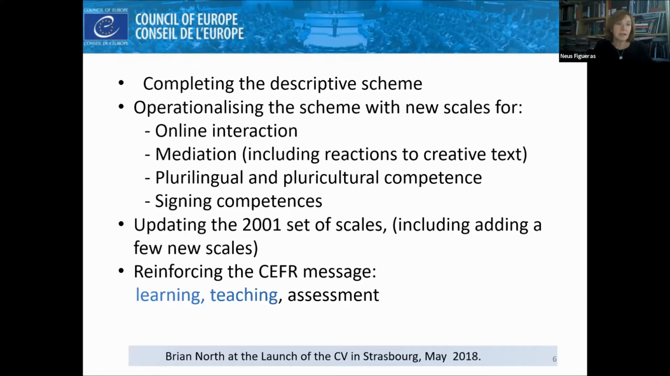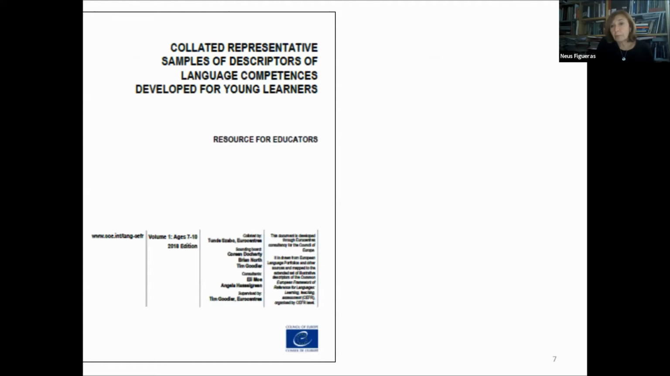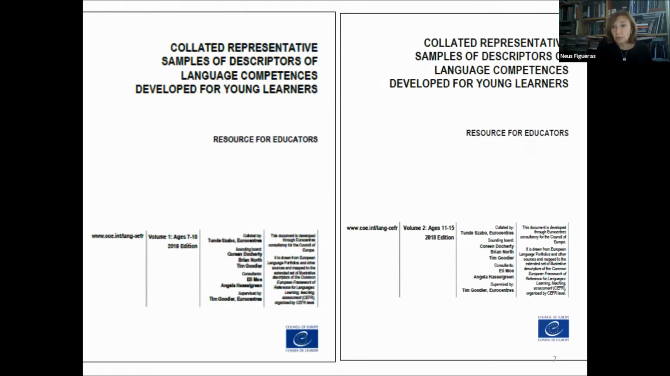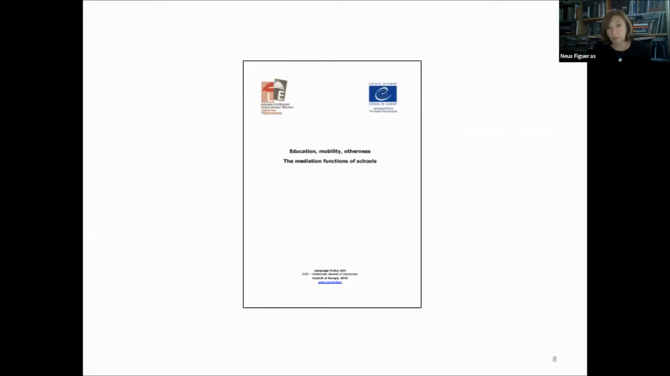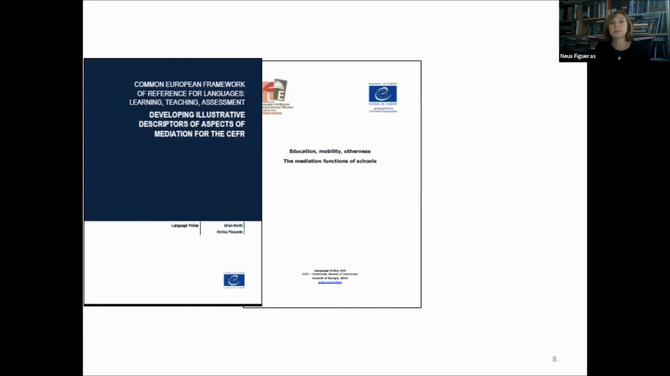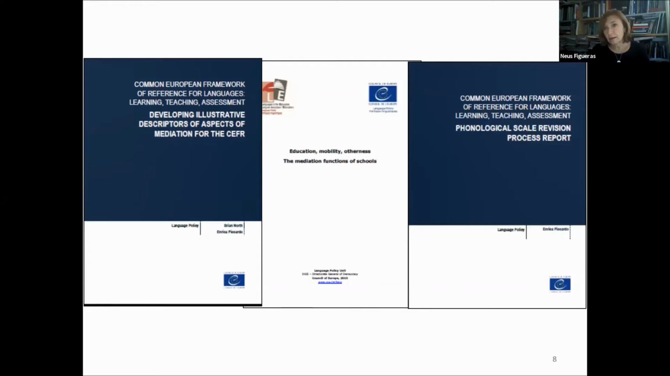So in this context, the companion volume is also in itself part of a wider apparatus, which includes, because these documents I'm going to show you have been published along the companion volume. We have the collated samples of descriptors for young learners, and there's 2 volumes, one volume for ages 7 to 10, one volume for ages 11 to 15. There's also an impressive document, a theoretical document on the mediation function of schools by Danielle Coste and Marisa Cavalli, which is at the background of the new scales for mediation. And there's also already reports on how the illustrative descriptors were developed, and the phonological scale was reviewed.